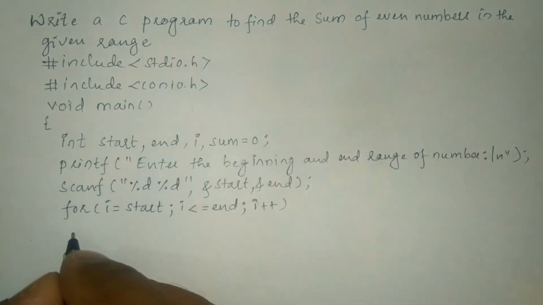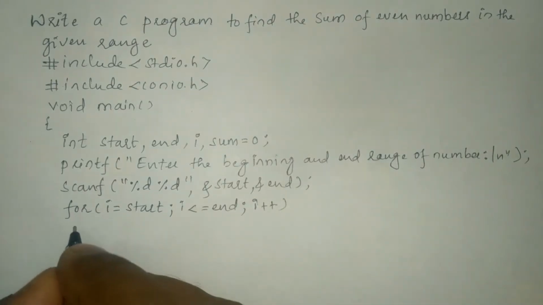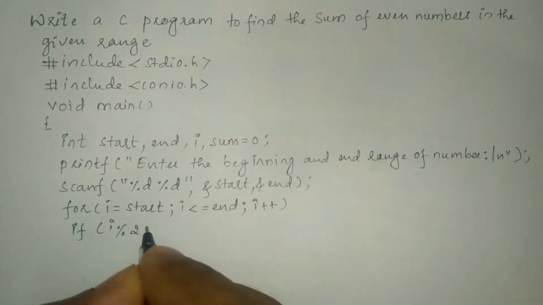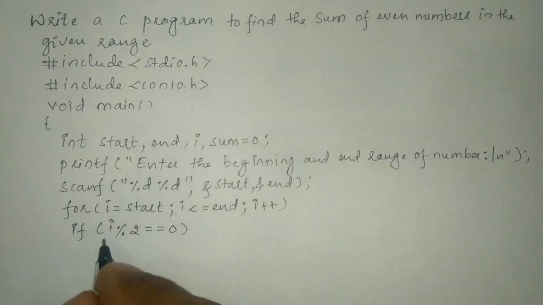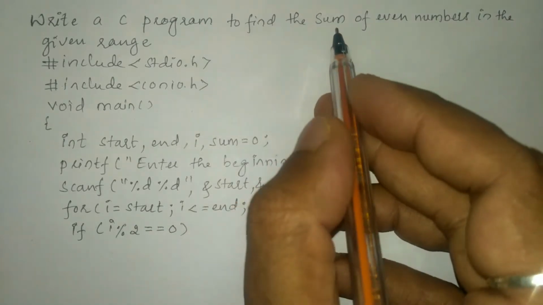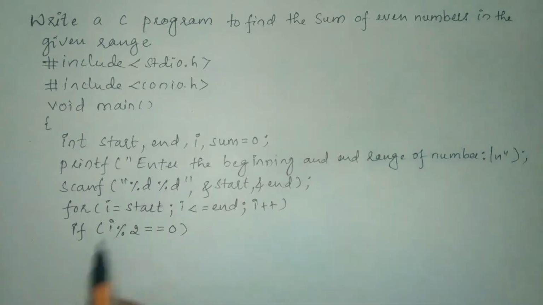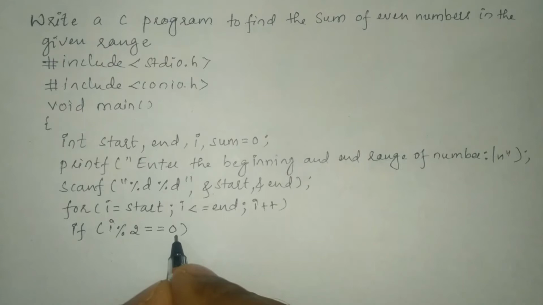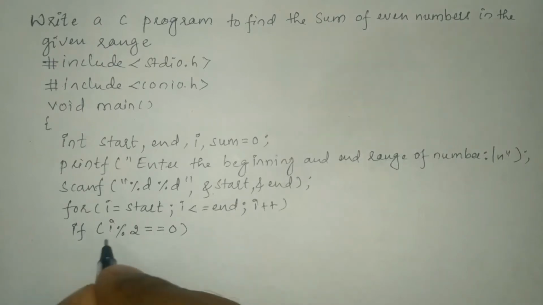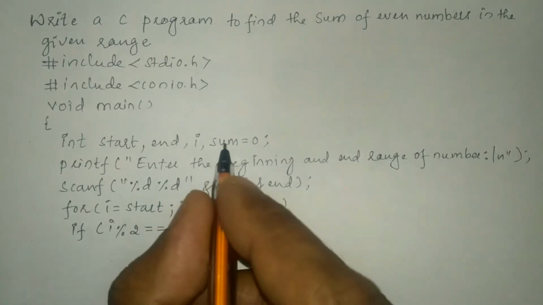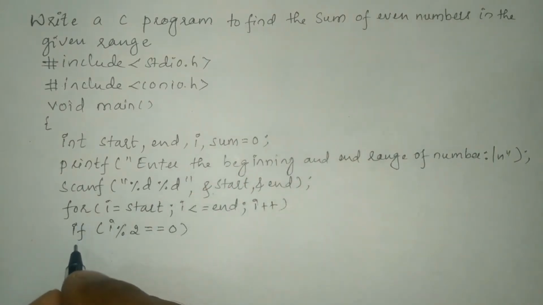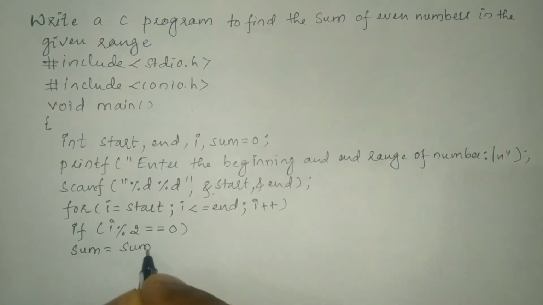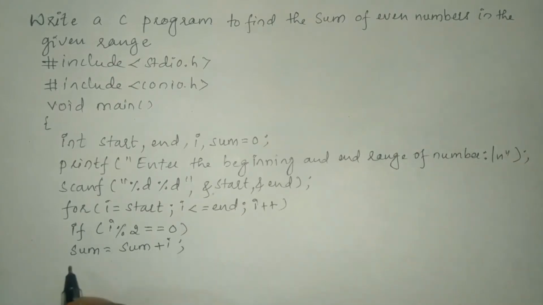Now I'm going to check the condition: if i % 2 == 0. So what is the purpose of this? Because we want to find the sum of even numbers. If the number is exactly divisible by 2 without leaving any remainder, then such a number is to be added. For that I have to use this sum variable. Here I am going to write sum = sum + i and put semicolon.